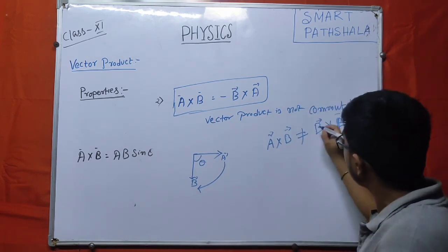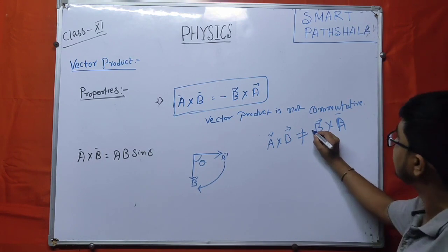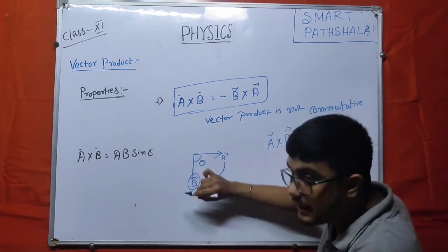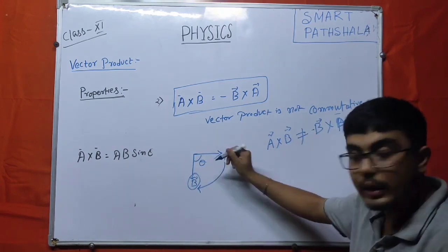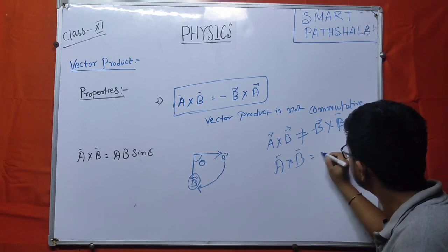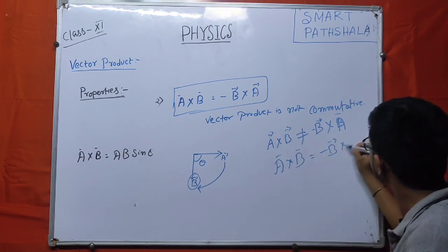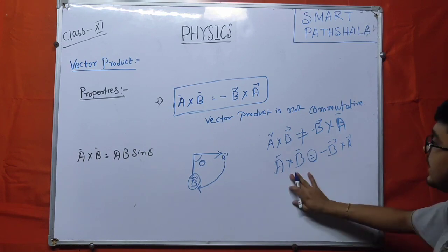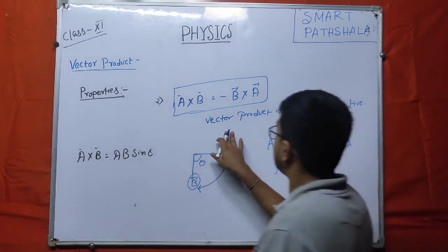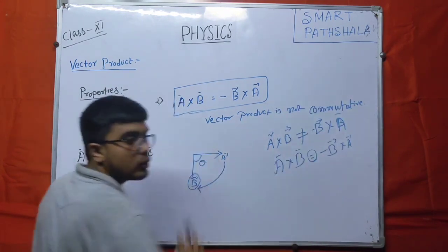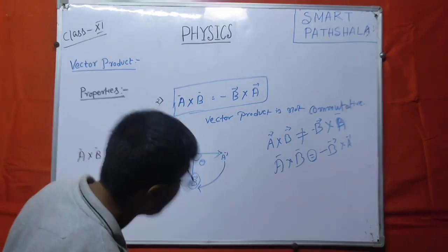But if you put a negative sign in front of b, that is, b is taken in reverse direction, that is a cross b is equal to minus b cross a. In this case, we can put the equal sign in between them. Therefore vector product of two vectors is not commutative.